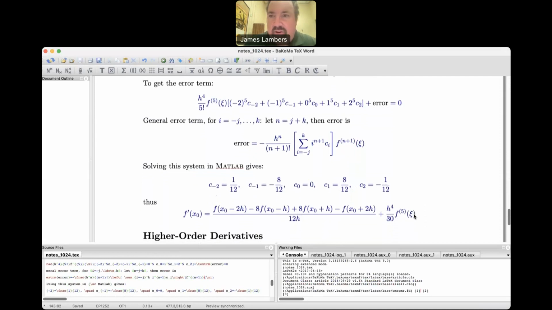Everything I've shown you so far is for the first derivative. Now, what about higher order derivatives? I'll show you an example involving the second derivative.